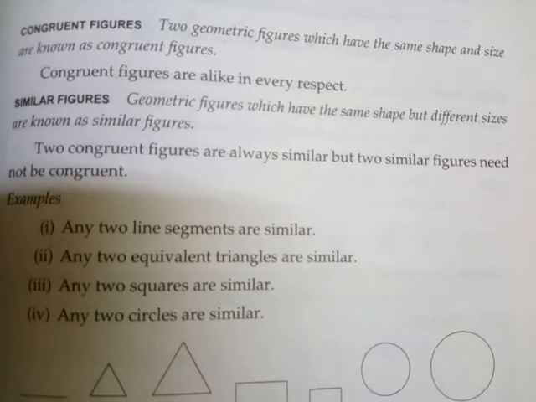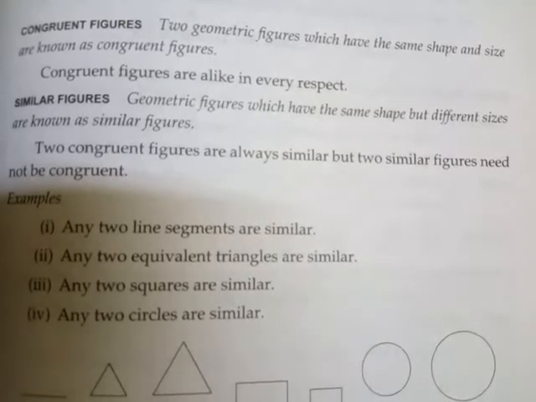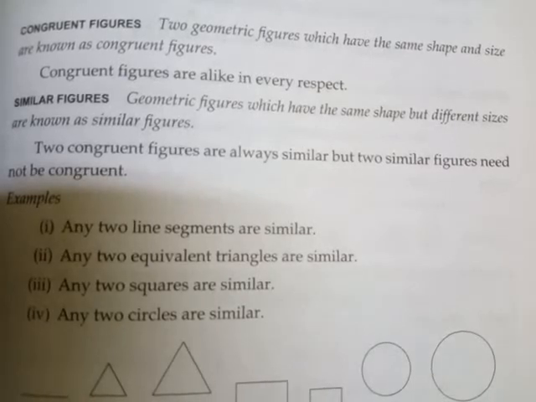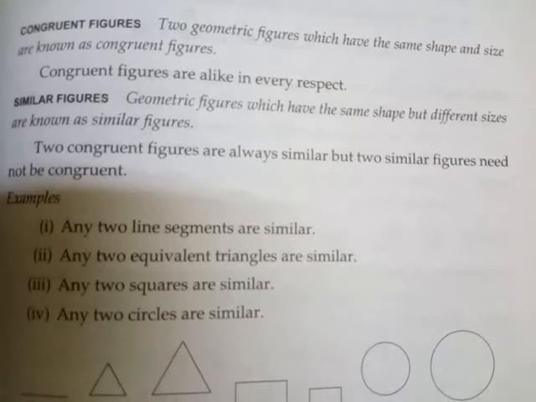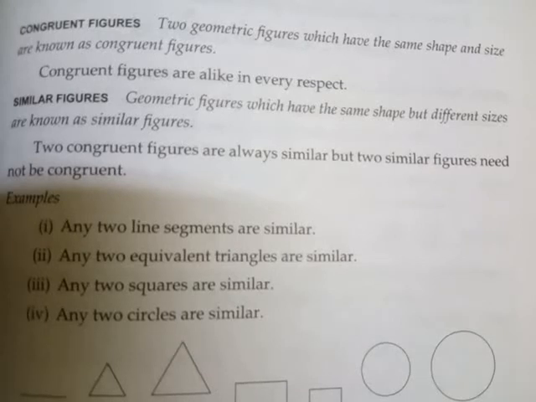As you can see in the video, two geometrical figures which have the same shape and size are known as congruent figures. It is very clear that congruent figures should be equal, the same shape and the same size. But similar figures are quite different from congruent. Similar figures are those geometrical figures which have the same shape but different size, which means shapes may be the same but sizes are different.